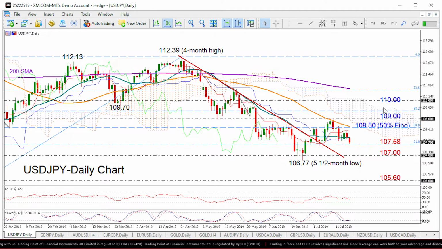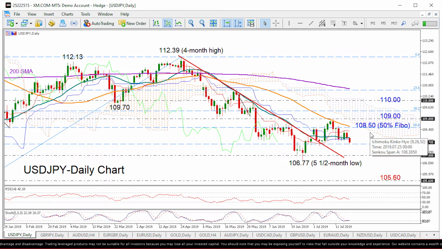Moving even higher, the next level to watch could be 110, where any close higher would shift the medium-term picture from bearish to neutral. However, with the 50-day moving average showing no signs of improvement, chances for a rally above 110 are currently looking weak.